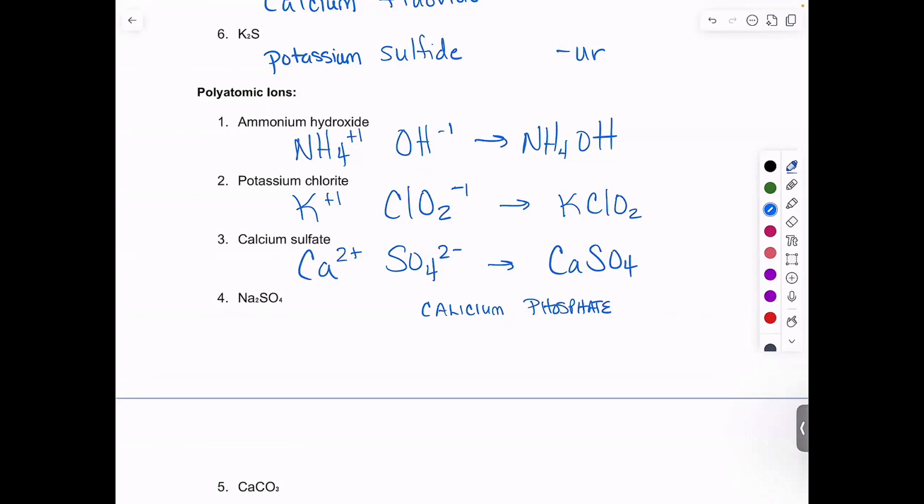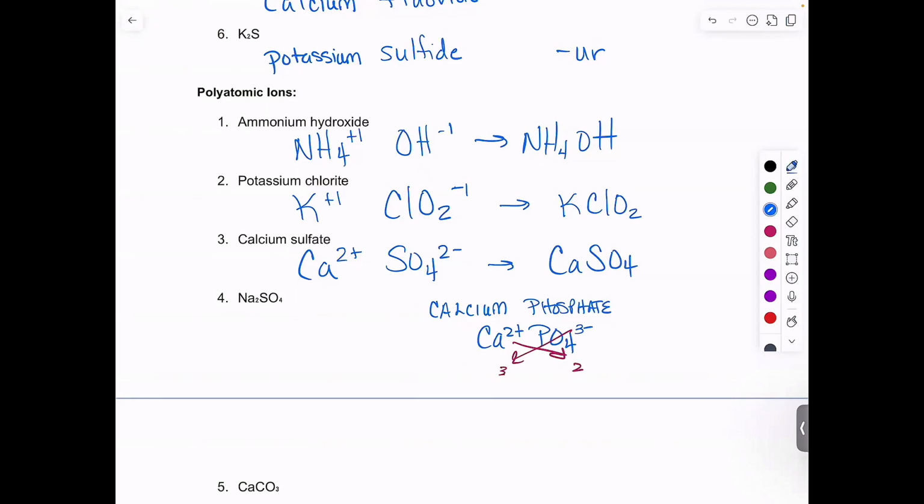calcium phosphate. Okay, so we would use the same Ca2+. Now phosphate is PO4, with a 3 minus charge. Uh-oh, we have a mismatch here, but we can easily cross them over, so we'd have 3 here and 2 here.